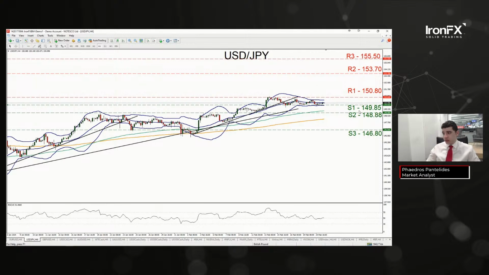Now, for a sideways bias to continue, it will have to stay between S1 and R1, but those are very close to each other. As such, for a bearish outlook, it would have to break below S2. Simply breaking below S1 would not be sufficient. It would have to break below S2 as well and then take aim for S3 at 146.80.